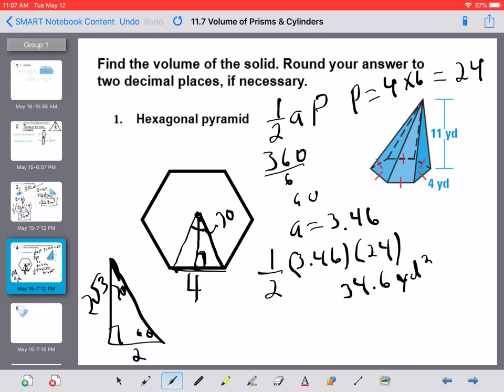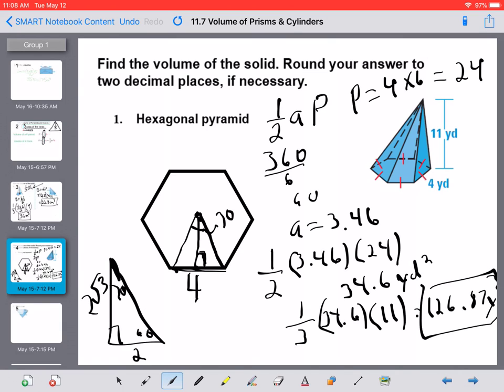We found the area, or big B, so we take 1/3 times big B, which is 34.6, times the height, which is 11. Now, when I put that in my calculator, 34.6 times 11 divided by 3 equals 126.87. This will be yards cubed. I can't see it very well. 126.87 would be your answer on this one.